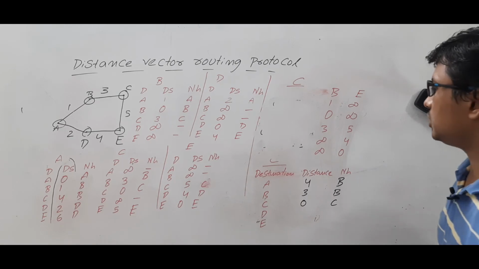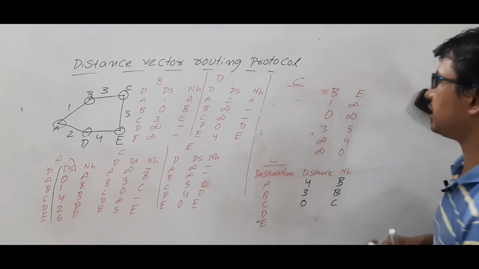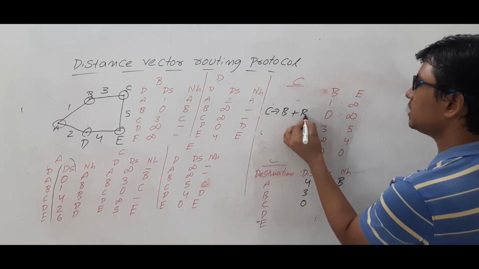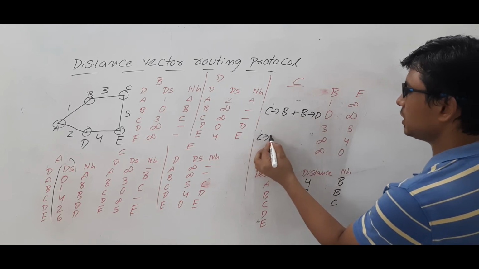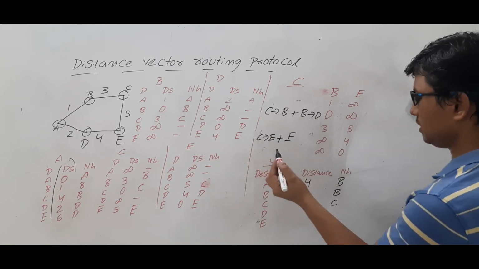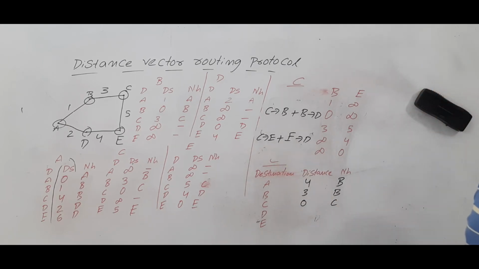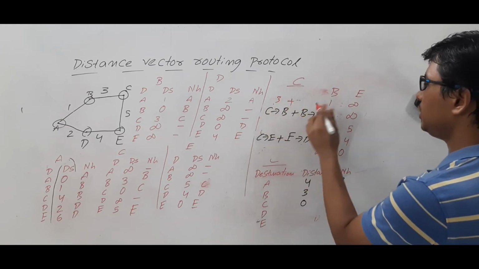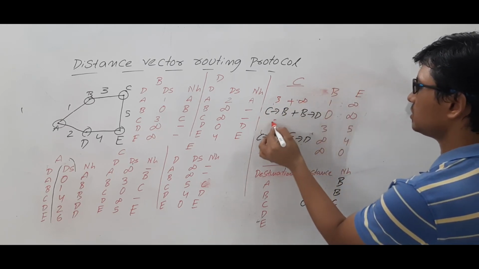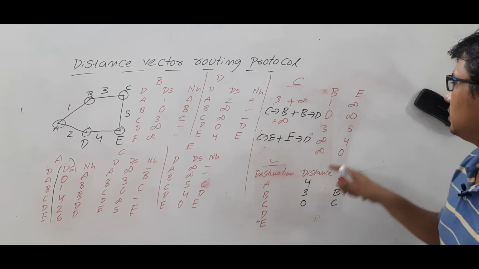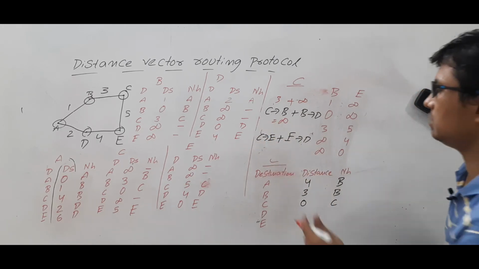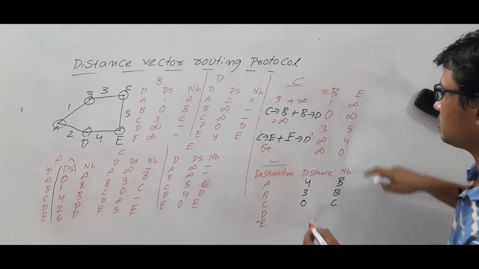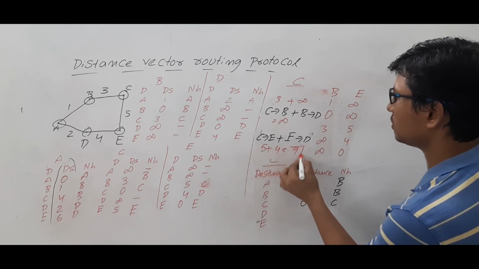Is it clear? Now C to D. C to D we can find in two ways: C to B then B to D, or C to E plus E to D. C to B is B to C, which is 3, plus B to D, which is infinity, so this is infinity. Then C to E is E to C, which is 5, plus E to D, which is 4. 5 plus 4 is equal to 9.